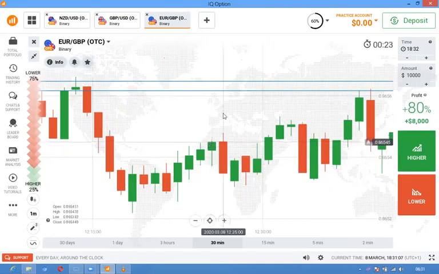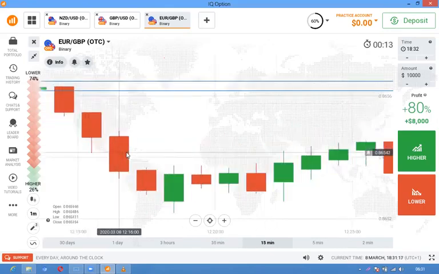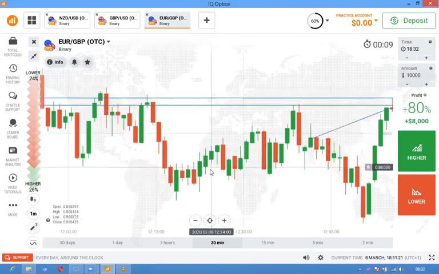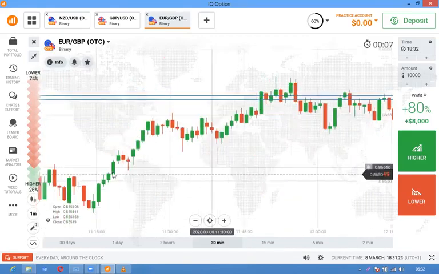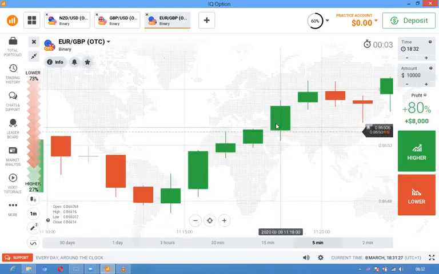But because it's an OTC market, the candle was supposed to go up, but it didn't. The OTC market is not good most of the time, and it respects levels most of the time. Okay, so in this type of situation, the sellers are strong and the buyers are weak. Let me show you some examples. Here, the sellers are weak and the buyers are strong.